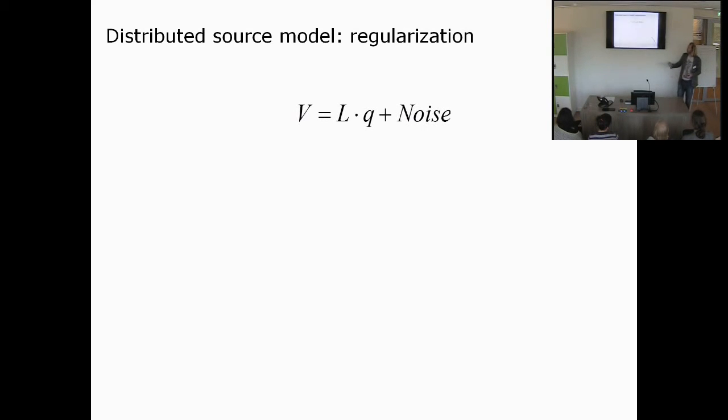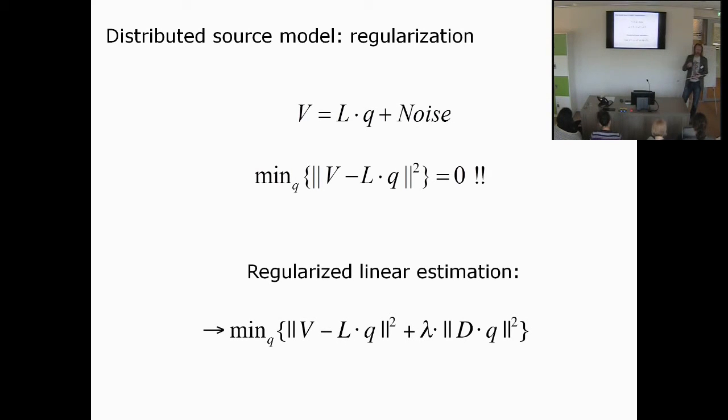So if we again consider the model that we have: the measurement is the lead field matrix, the gain matrix, times the source strength. We also have noise. If we take the measurement minus the model, and we minimize it for Q, trying to find the optimal vector of dipole strengths, the minimum is going to be 0. So what we do is add a penalty term to this. We try to determine the minimum given the model for the data, but also given a penalty term that imposes additional constraints on the sources.